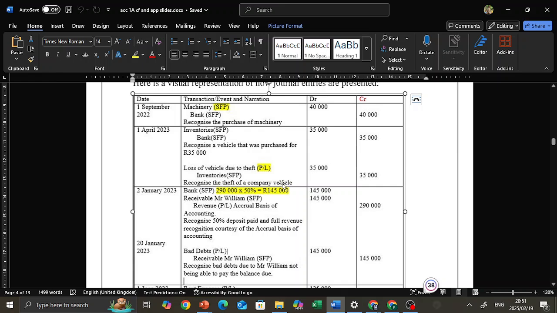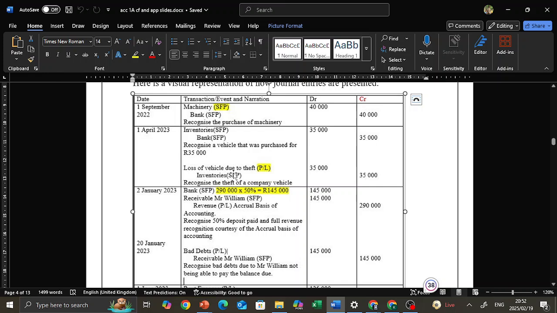Recognize the theft of a company vehicle. How does the theft of a company vehicle affect the company? Well, we recognize a loss. Okay, we are decreasing income, right? If this is a vehicle selling entity, right? It is a loss. Okay, decrease your income, profit or loss. That's going to affect your profit. That's why it's going in the profit or loss, right? And decrease your assets, which is inventories.